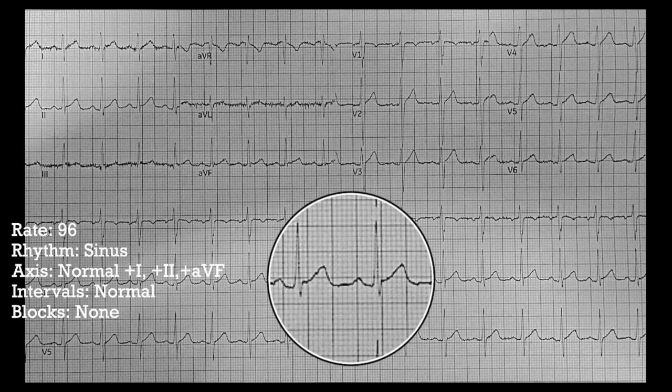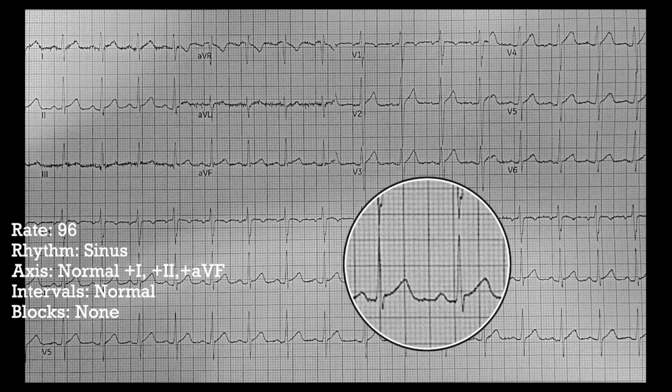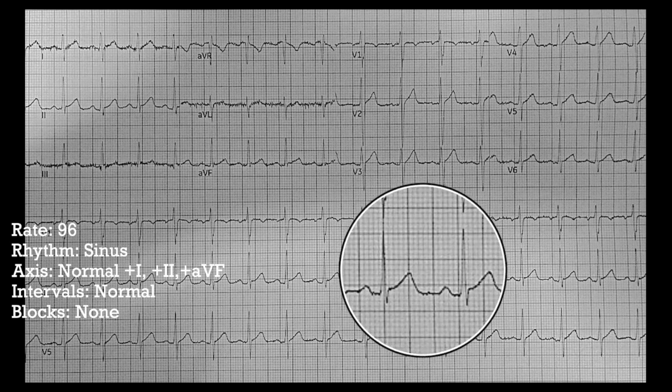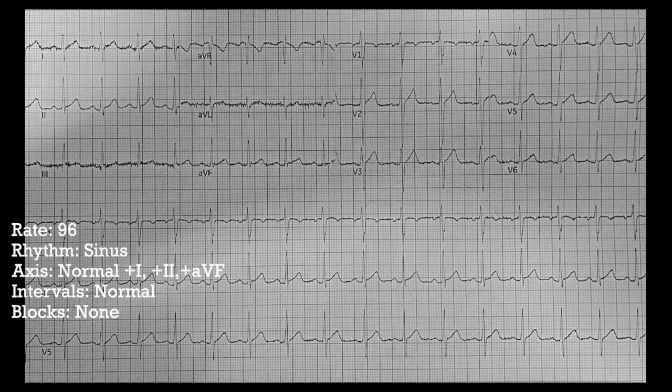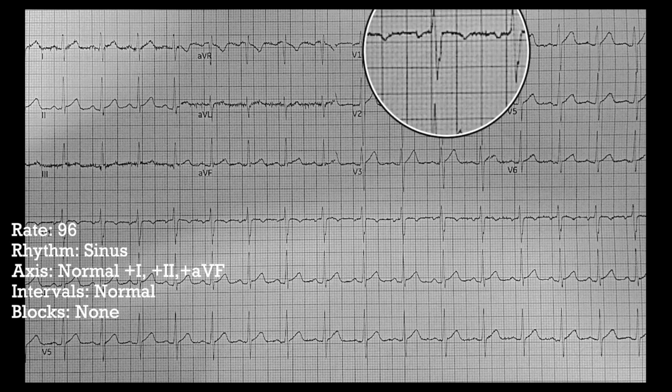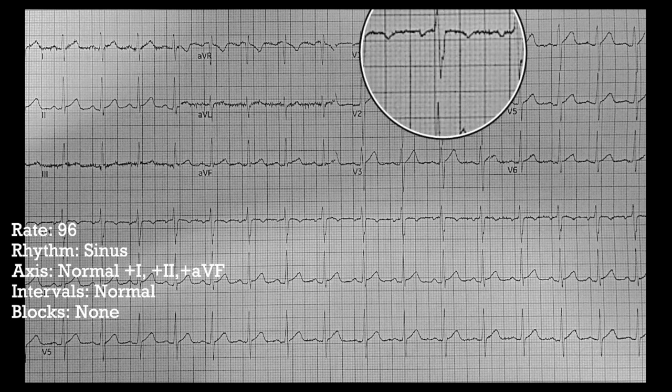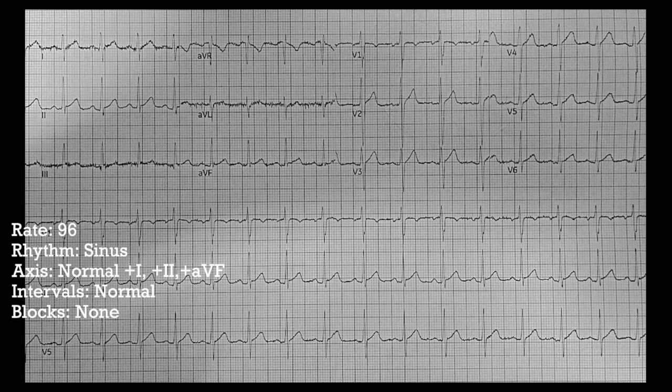There's no randomly dropped beats like you might see in a Mobitz 2, and there's no dissociation that you might see in a third degree block. So we don't see any blocks. We don't see any intraventricular blocks. We have narrow complex QRS with no obvious right bundle branch or left bundle branch block morphology on this one. So rate 96, rhythm sinus, axis normal, intervals and blocks, normal intervals, no blocks to be found.